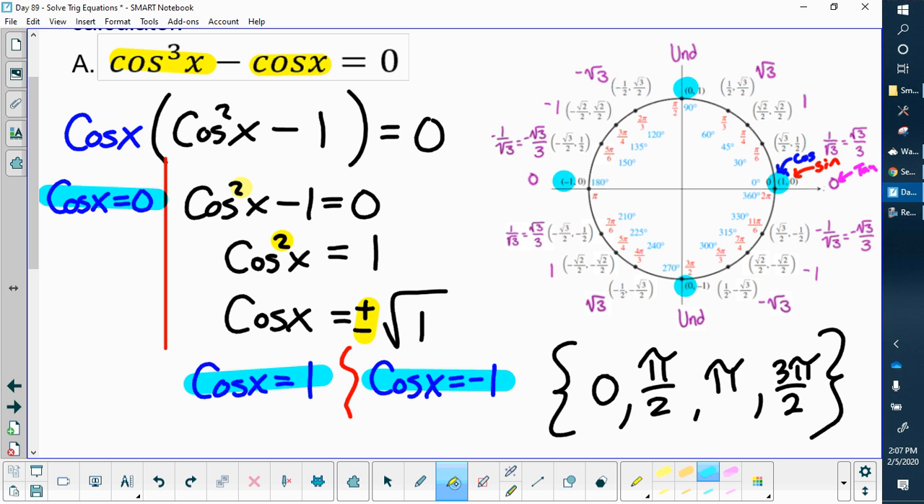This is it. That's my answer. Now, will you always get 4? No. It could be less than 4. It could be 2. It could be 1. In this original equation, if I plugged any one of these angles in, it would produce a 0.